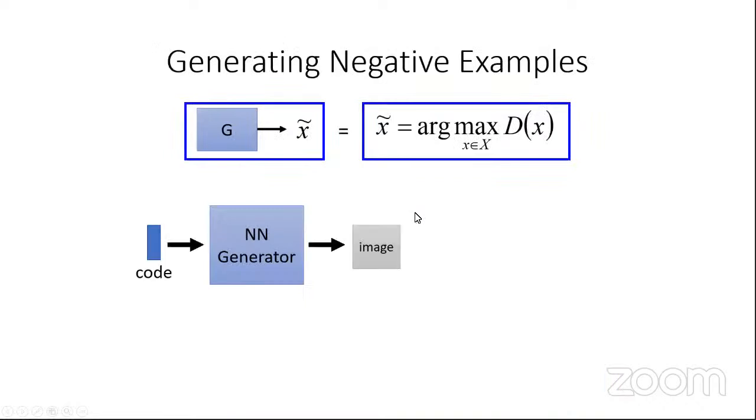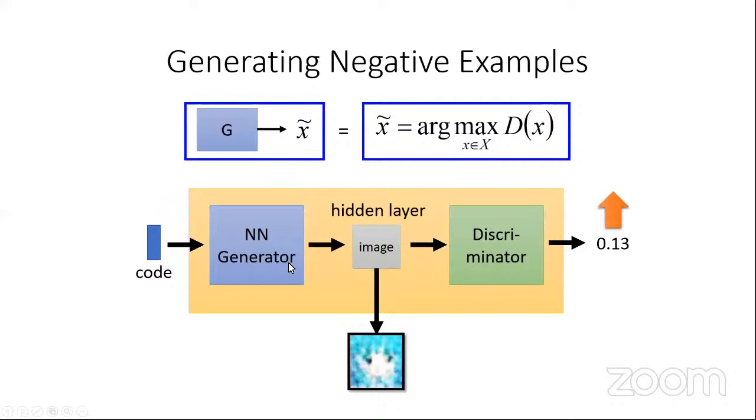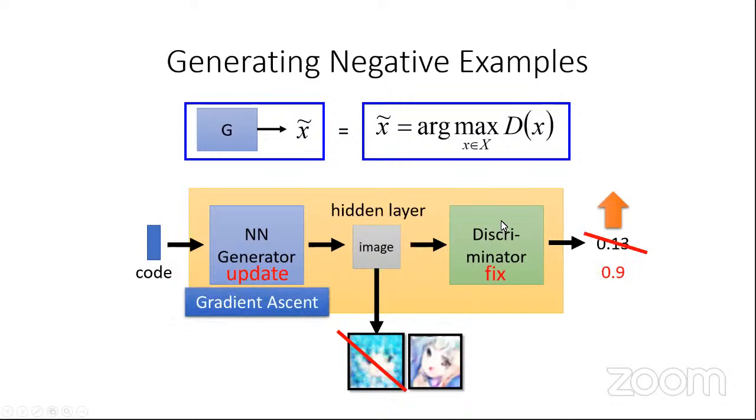So the neural network generator receives codes. From the code, it creates an image, and the image goes into the discriminator. The discriminator assigns a very poor score to that. This image is in the hidden layer. And then the generator, based on that feedback from the discriminator, the generator weights are updated. New images are created while the discriminator remains fixed until the generator can extract a very good score from the discriminator.